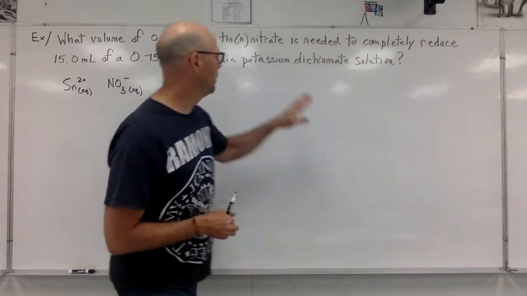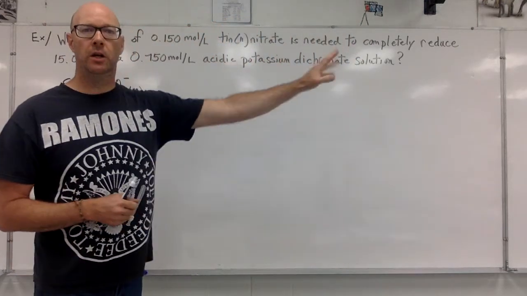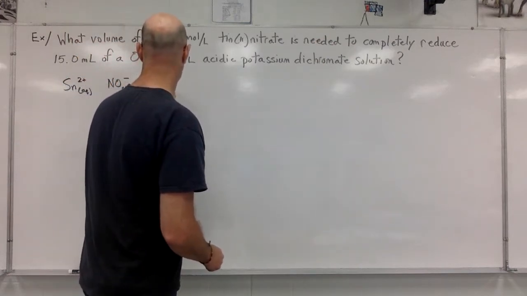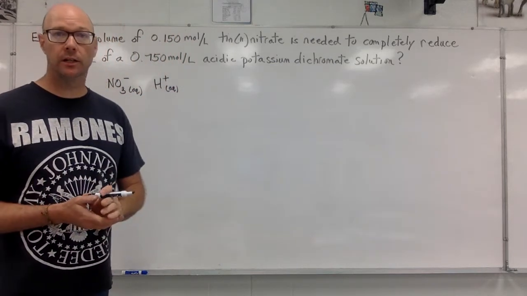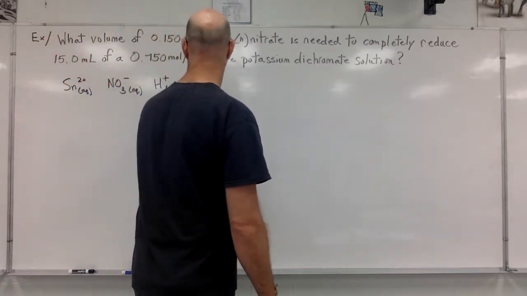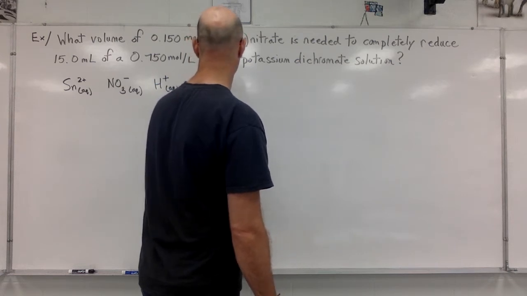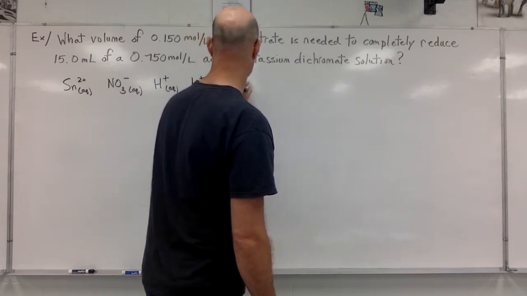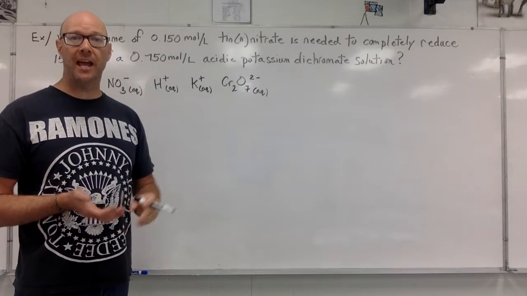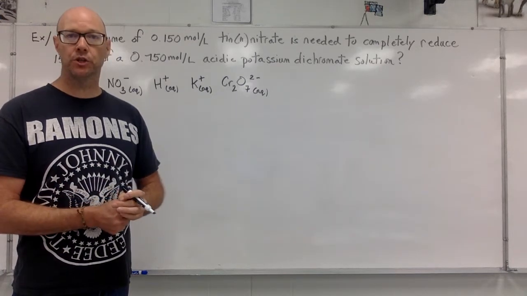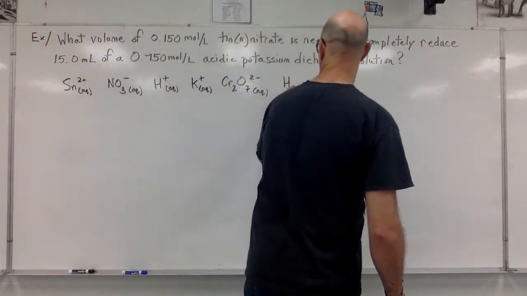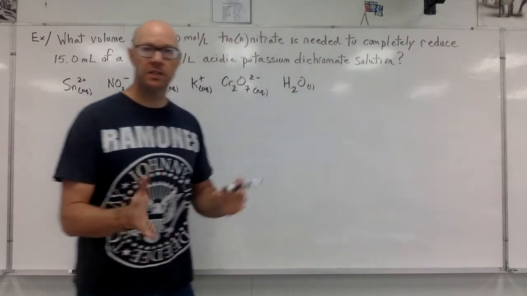We also have acidic potassium dichromate solution. Acidic. That means we're going to have hydrogen ions in our list. Potassium dichromate is going to dissociate into potassium ions and dichromate ions. Because it's a solution, just like the tin(II) nitrate was a solution, we must also include water in our list. Step one, make a list.